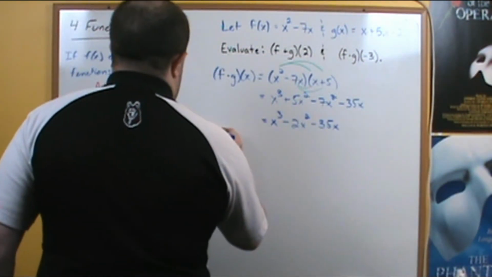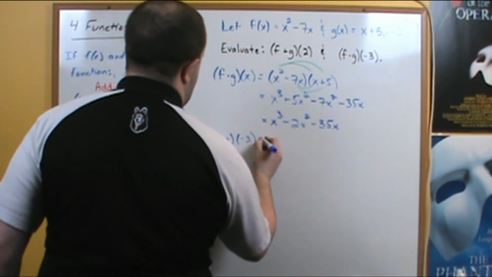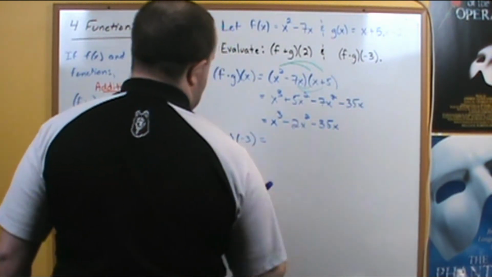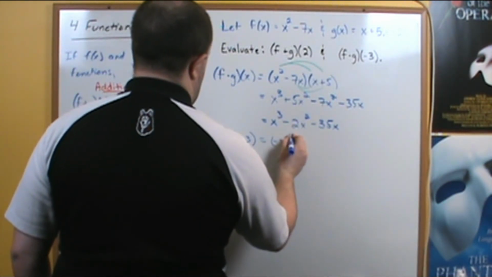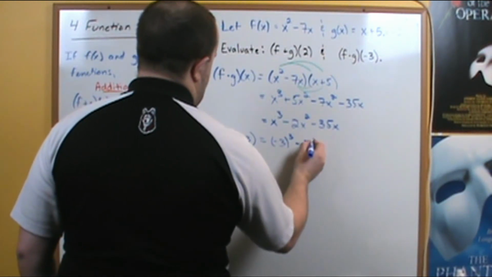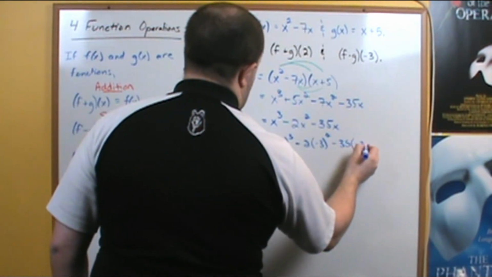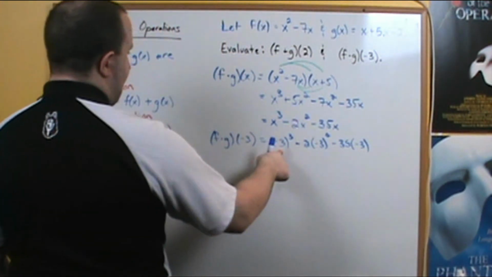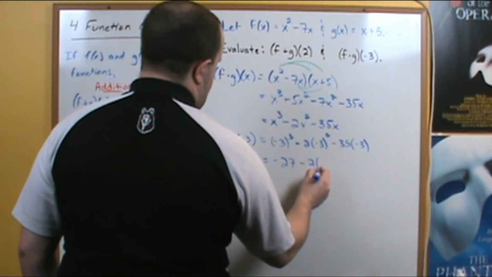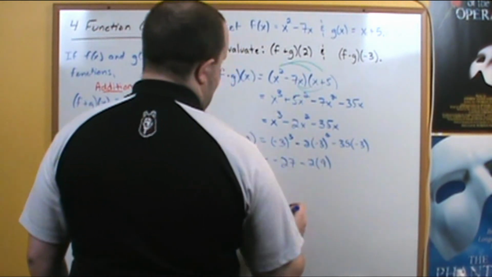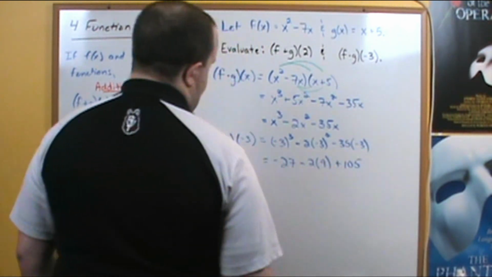And then evaluating f times g of x at negative 3, that's replacing wherever you see an x with negative 3, and we get negative 3 cubed minus 2 times negative 3 squared minus 35 times negative 3. Negative 3 cubed is negative 27. Negative 3 squared is positive 9. And negative 35 times negative 3 is going to be a positive 105.